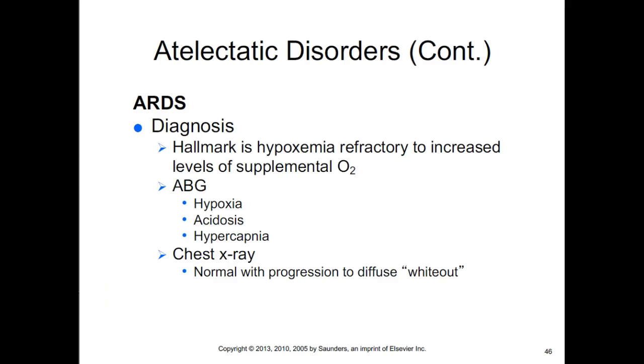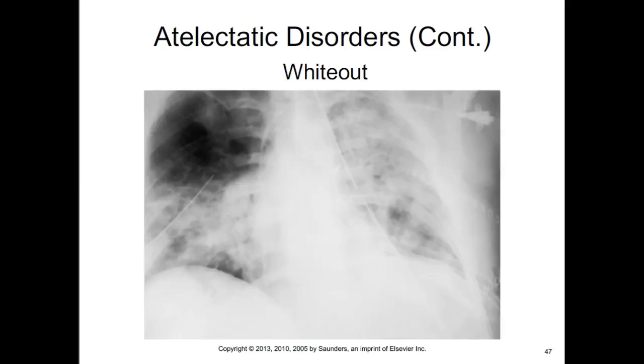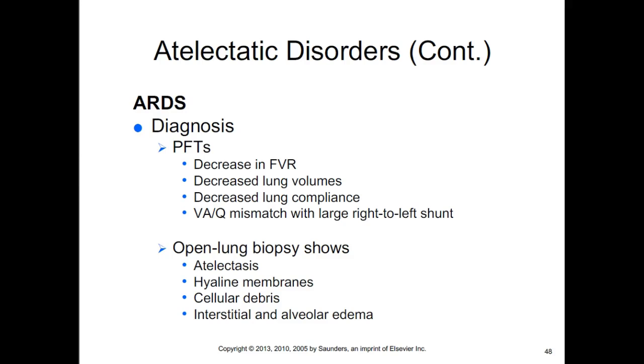So the chest x-ray may start out as normal and will progress to a diffuse whiteout. So remember that the infiltrates will appear white in a chest x-ray. So you'll have a whiteout because all of the infiltrates will be throughout the lungs. Right? So you can see here that whiteout for the infiltrates that you'll see in the lung.